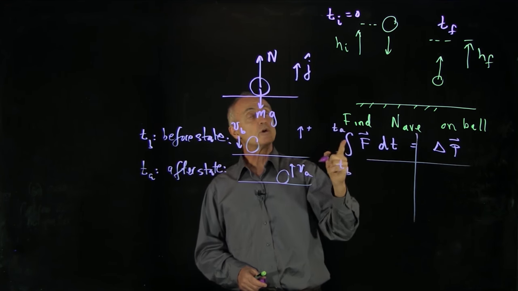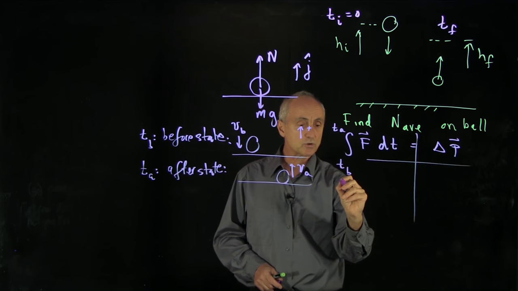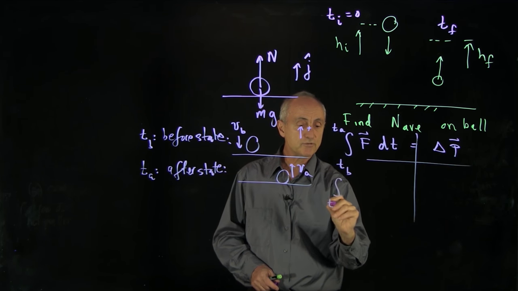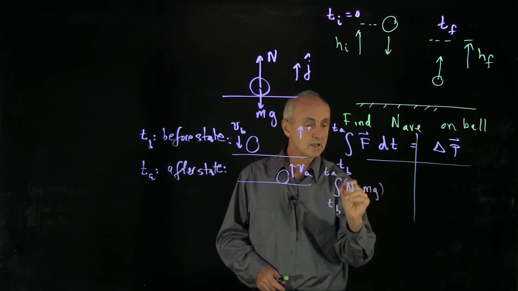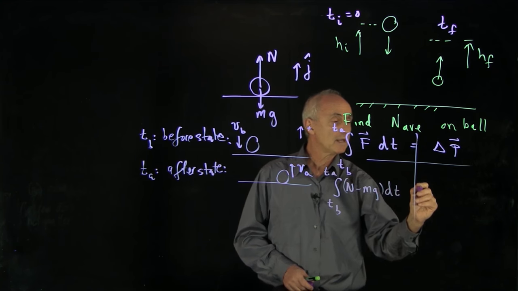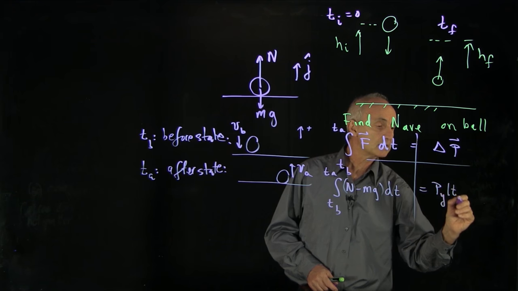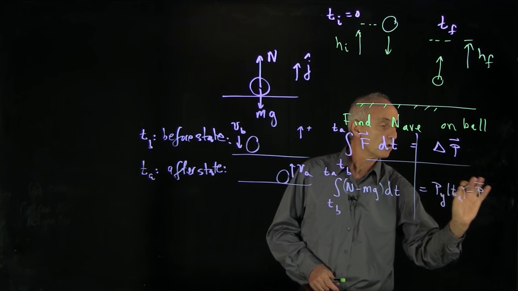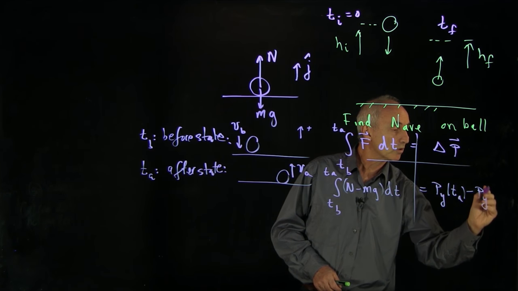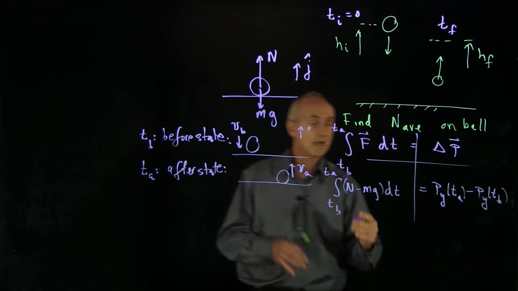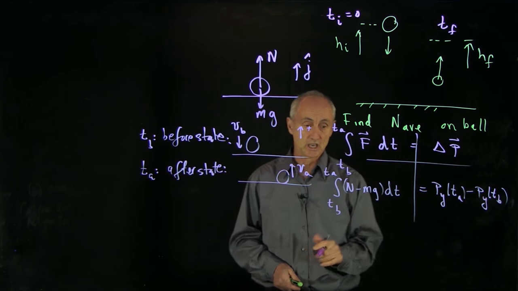Well, this is a vector equation, and we've chosen unit vectors up. So what we have here is the integral from t before to t after of N minus mg, integrated over dt. And that's equal to the y component of the momentum at t after minus the y component of the momentum at t before. We don't have a vector here anymore. And so this is our expression of the momentum principle. Impulse causes momentum to change.